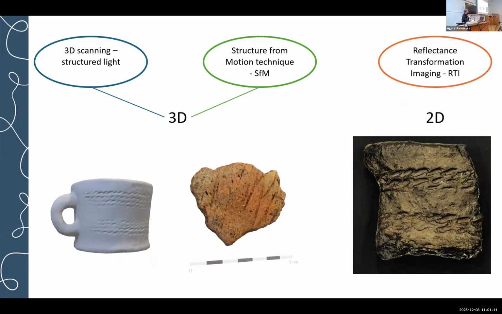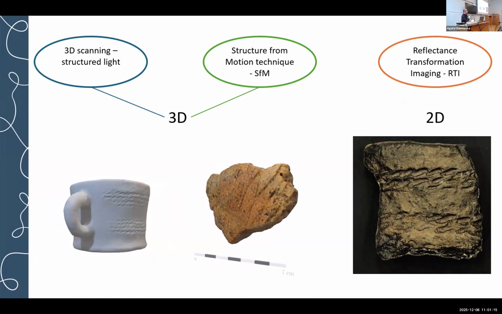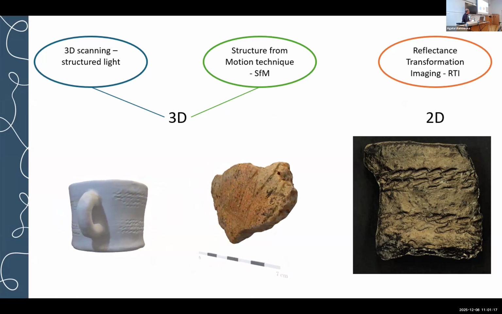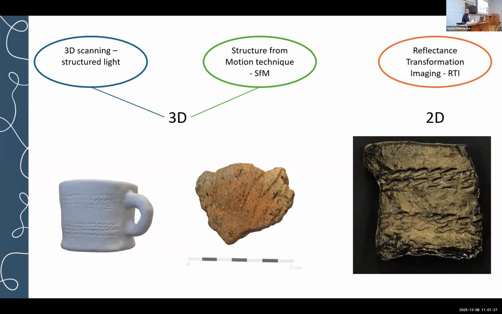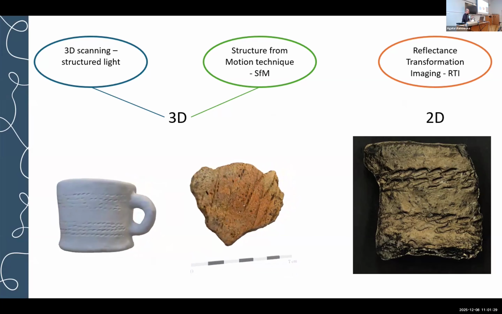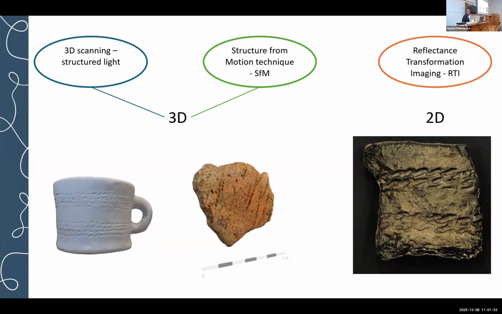So with those three methods, we create two types of data. We create 3D models, the 3D data, which we create with 3D scanning, obviously, and with the structure from motion technique. And with reflectance transformation imaging, we are creating only two-dimensional data. So we are dealing with images. We can create very interesting results, but still it's only two-dimensional data.